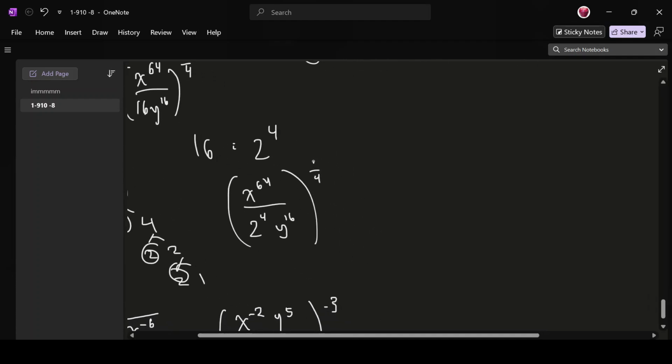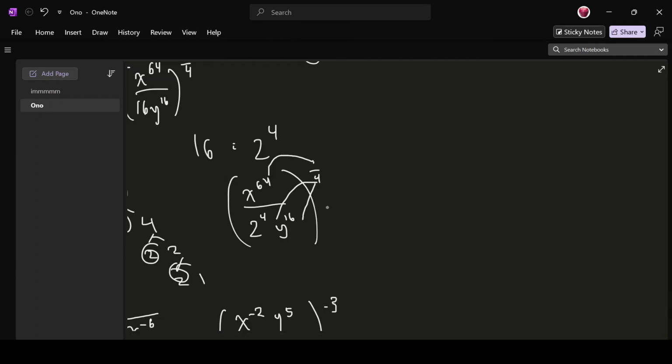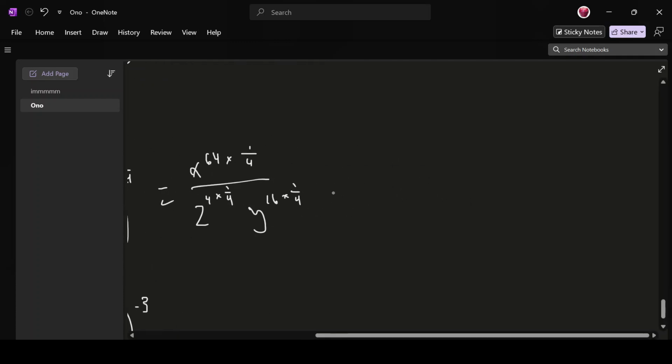Okay, so like always, we distribute the power to all of these numbers. X to the power of 64 times 1 over 4, all over 2 to the power of 4 times 1 over 4, y to the power of 16 times 1 over 4. Well, let's evaluate each and every one of these.